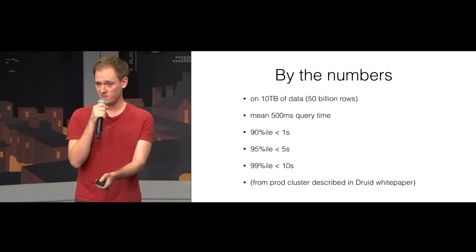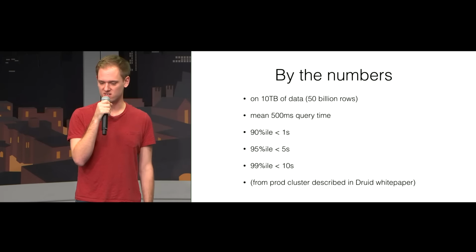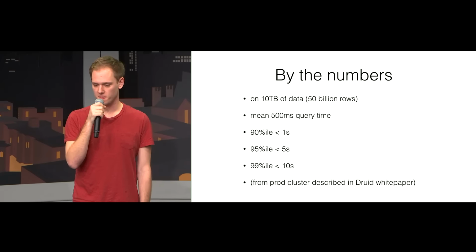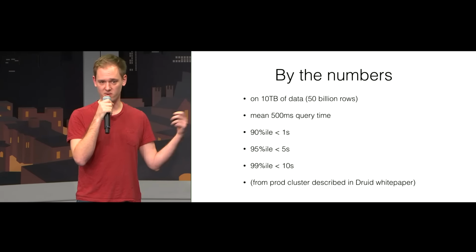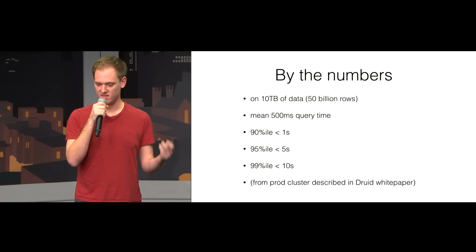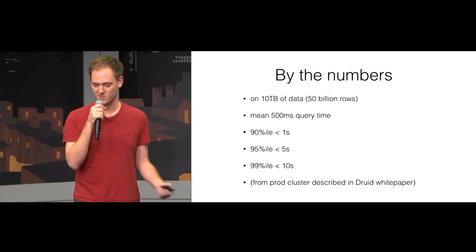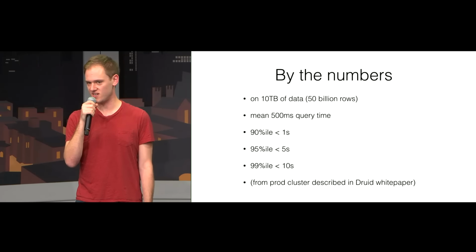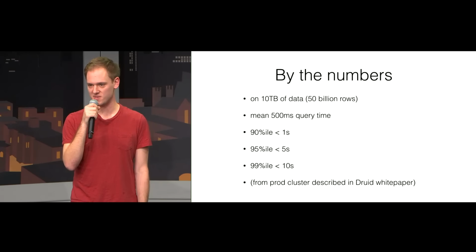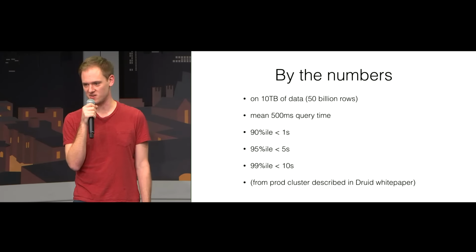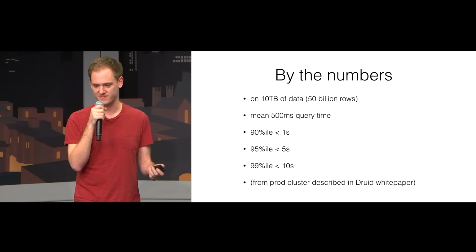We have a Druid white paper that is a little bit out of date in terms of the numbers, but this is from the original cluster that we were operating back when Druid was created. That cluster had 10 terabytes of data, 50 billion rows. The mean query time over those 50 billion rows was half a second. The 90th percentile was less than a second, 95th percentile less than 5 seconds, and the vast majority, 99%, were less than 10 seconds. So by and large, on that 10 terabyte data set, we were achieving sub-second response time for at least 90% of the queries, and the remaining 10% weren't that bad.